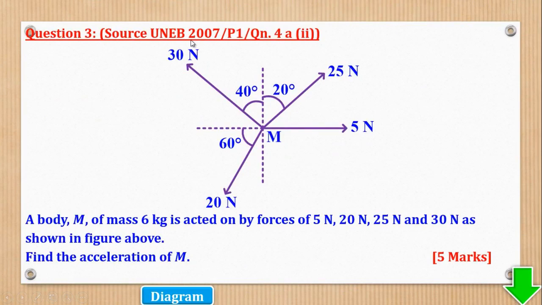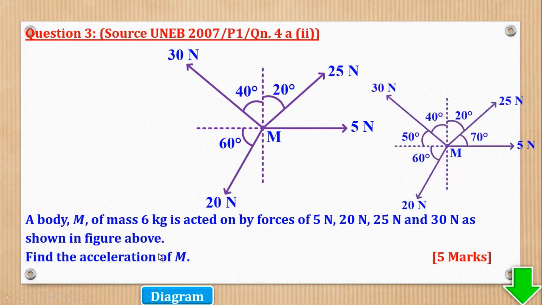Then question 3 came from UACE of 2007, paper 1, question 4a, and it says, a body M of mass 6 kilograms is acted upon by forces, these ones, as shown in the figure above. Find the acceleration of M. The same procedure, we shall need to get the angles to the horizontal. If this is 20, this will be 70 to make 90. If this is 40, this will be 50 to make 90. And with that, we can resolve.